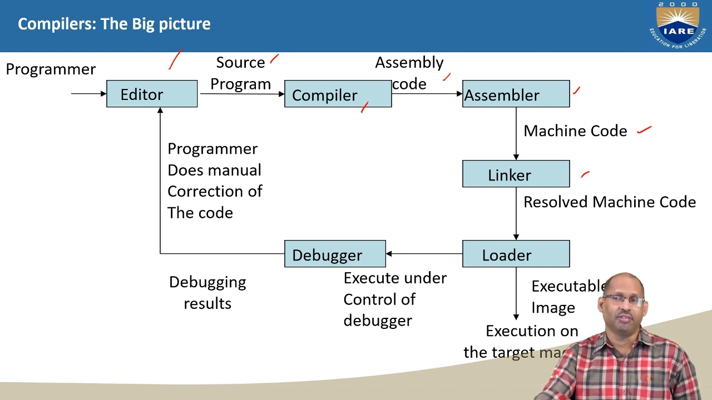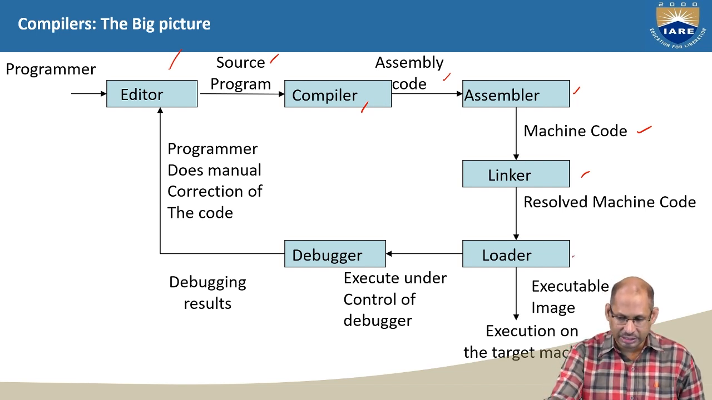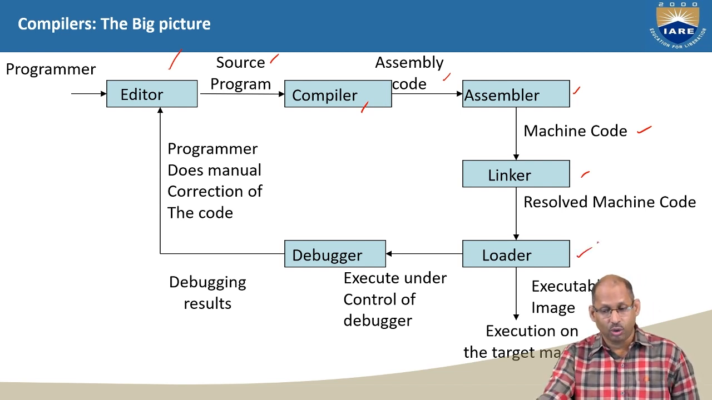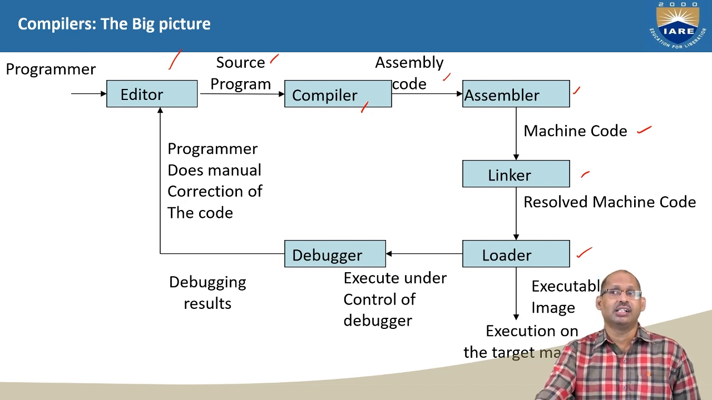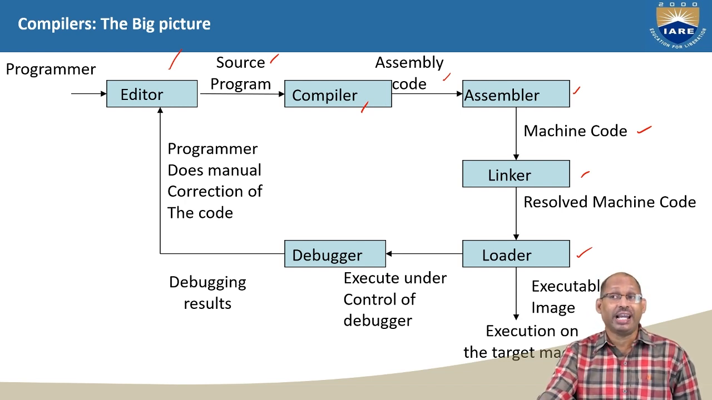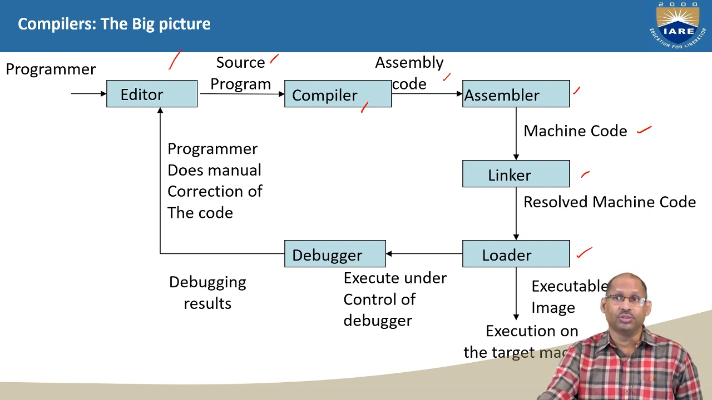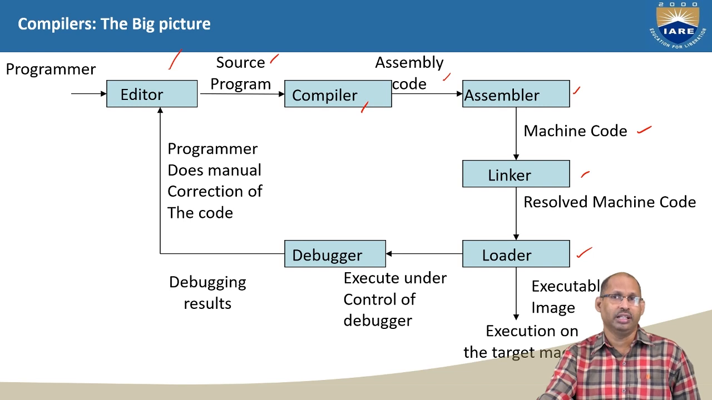So here it will give the resolved machine code. The next task is the loader. The loader will give the executable code. It will assign memory locations to all the program statements and variables, and also temporary variables, so that the program can be executable.